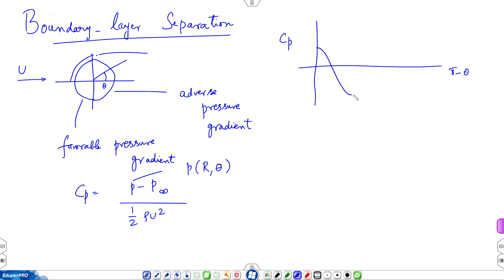So, this shape is something like this, pi minus theta equal to 0 being point A. This is point A, this is point B, this is point C, this is B, and this is C. This classification of favorable and adverse pressure gradient is carried out with respect to the potential variation. This is the potential flow variation.